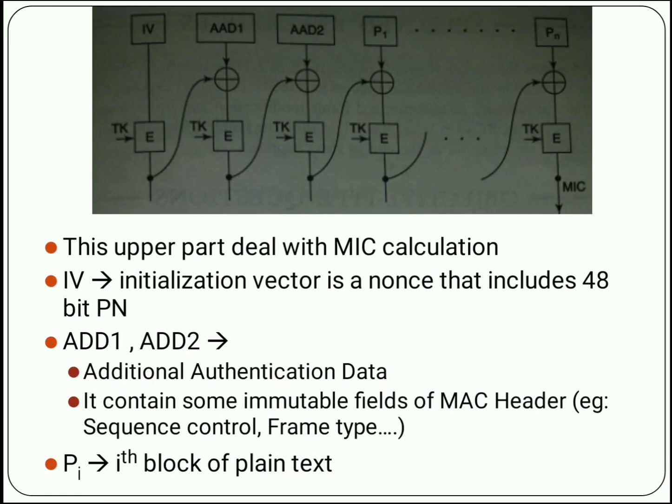The first part, the upper part, deals with the MIC calculation, that is, message integrity check calculation, which initially includes an initialization vector, a 48-bit packet number value, which can be considered a nonce. Then you have two other fields, add1 and add2, which are the additional authentication data. They contain some immutable fields of the MAC header like sequence control, frame type, etc. And the plain text Pi is the ith block of the plain text. You can have P1, P2, etc., Pn. There are n blocks of plain text, and Pi is the ith block.